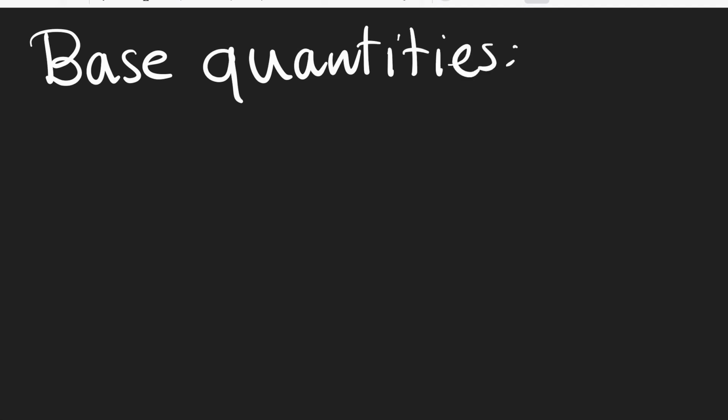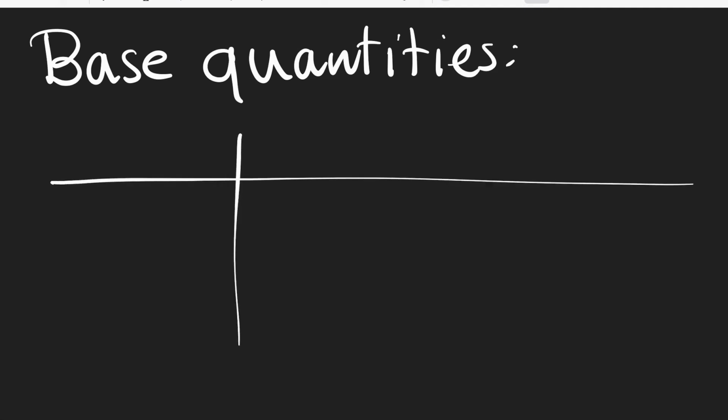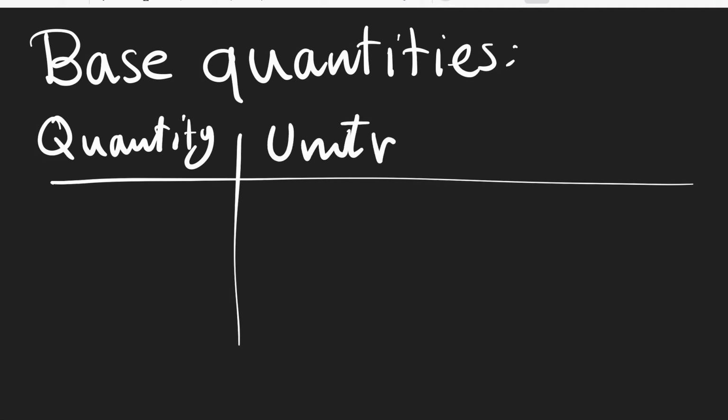The base quantities are those in terms of which we can express other physical quantities. The base quantities we use in University Physics 1 are as follows. Here is a table. The first column is the quantity. The second column is the unit name. And third one is the unit symbol.